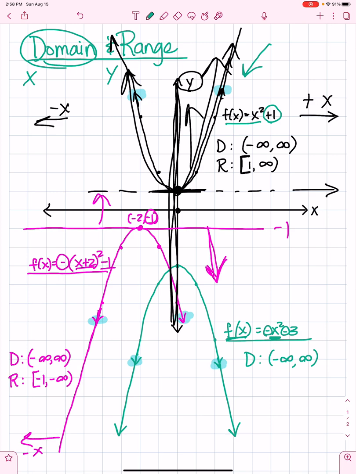Range, not so much. Okay, now I want you to notice that our graph has values starting where y is -3 right here, and then it goes on forever in the negative direction. So the range is going to be -3 to negative infinity. Easy peasy, lemon squeezy.